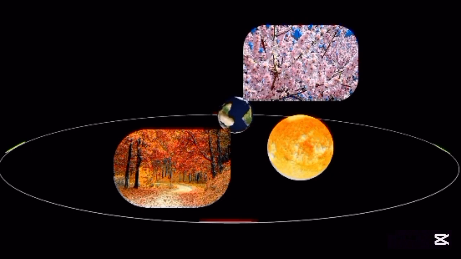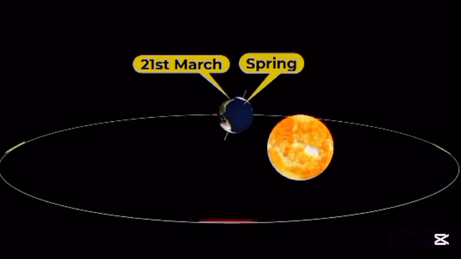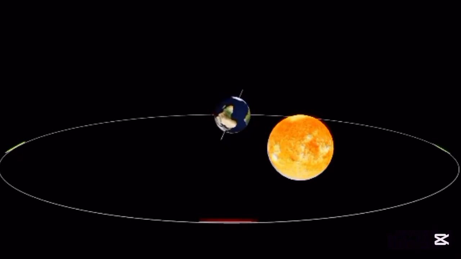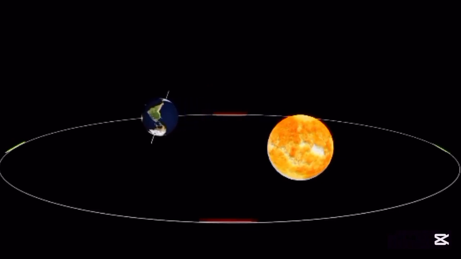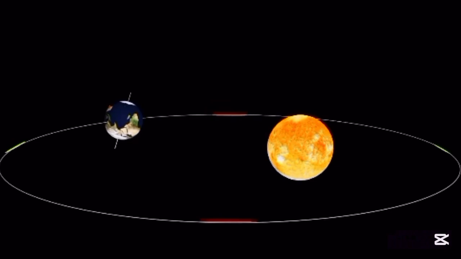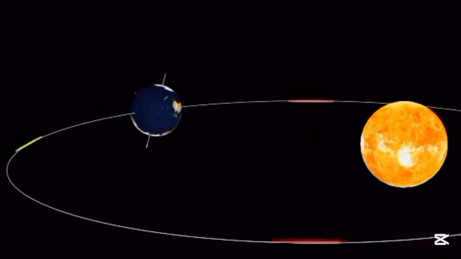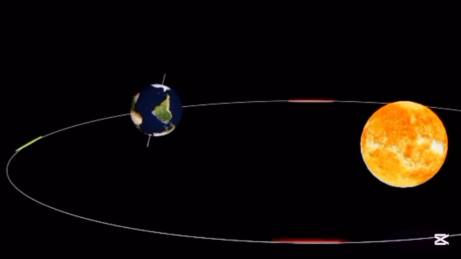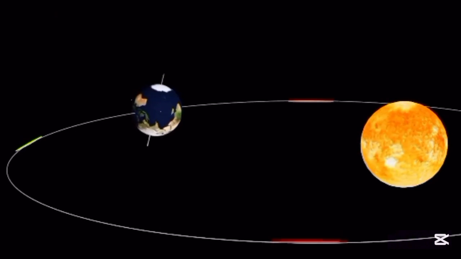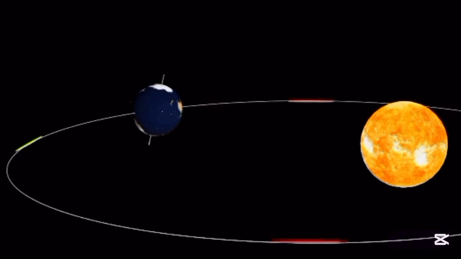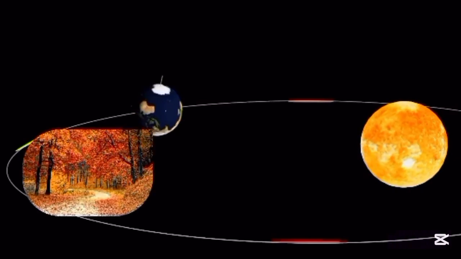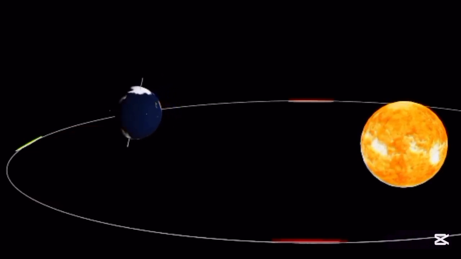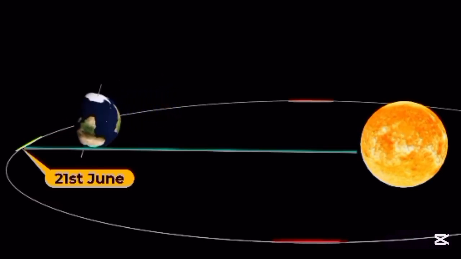When the Sun reaches this position, the northern hemisphere receives spring and the southern hemisphere receives autumn. That is 21st March. The spring and the autumn seasons come into play. As it continues revolving around the Sun, it still continues to experience spring, and also autumn in the southern hemisphere. And this is because the northern hemisphere is away from the Sun and the southern hemisphere is towards the Sun.